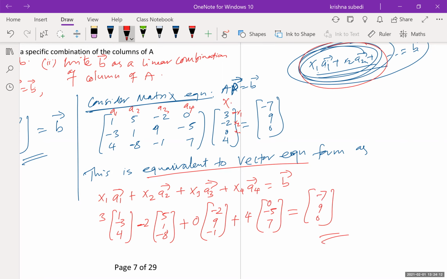All right, so we expressed that in matrix equation form, and then we also expressed that as a linear combination. I mean, we expressed B as a linear combination of the columns of A. All right, this section 1.4 is done.